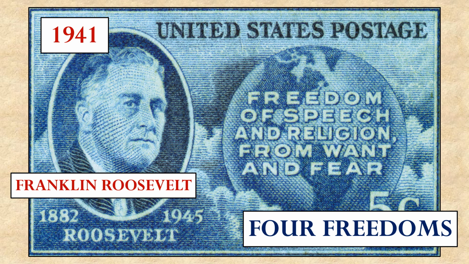He described this as his 4 freedoms that he thought all people in the world should have. That they should have freedom of speech and freedom of religion. Also freedom from want, in other words, hunger and need, and freedom from fear, in other words, some sort of outside oppression.